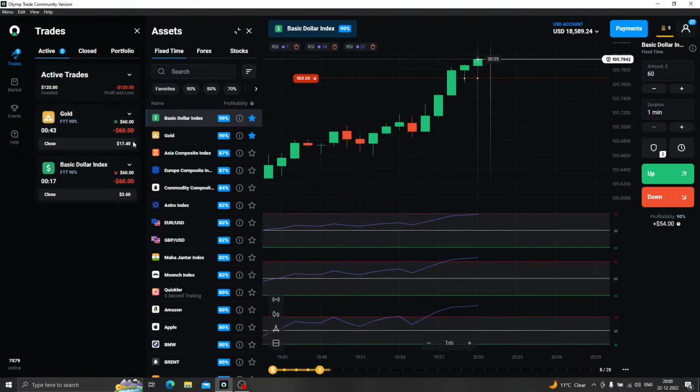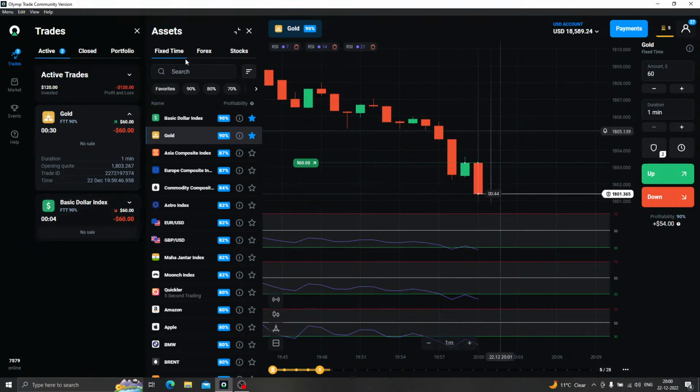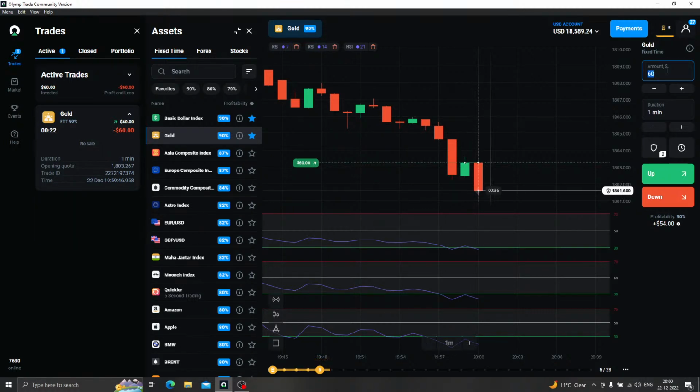Okay, I think that we are going to lose this trade. It's too late to exit now. So these two trades were quite on the opposite side, and we made a loss of 120 USD. Now I will try to make the recovery using the martingale principle.